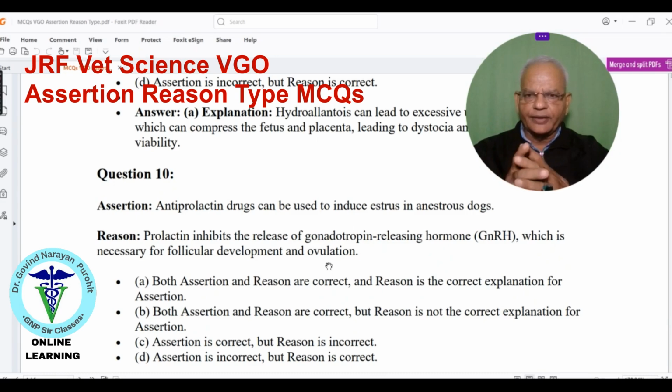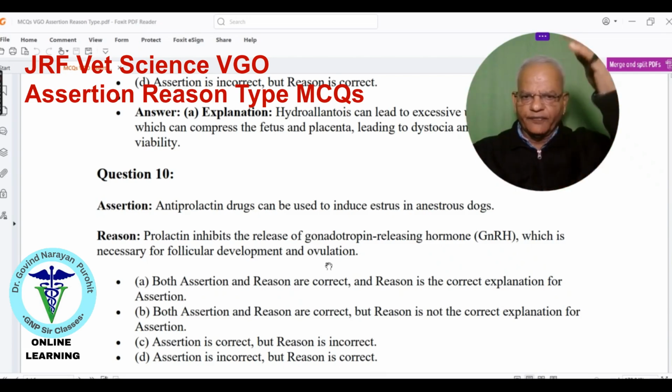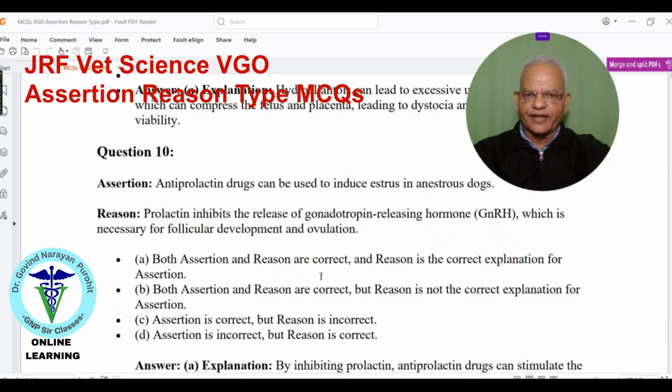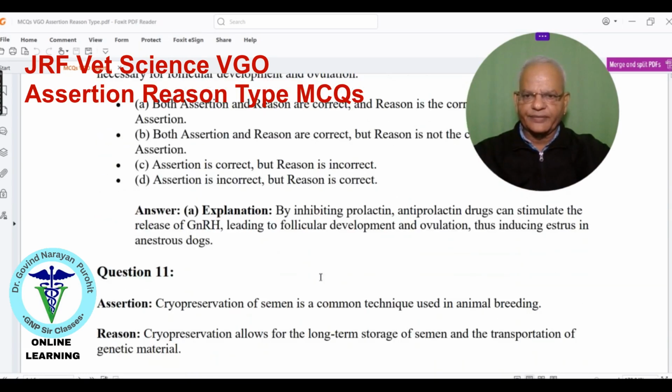And the commonly used drugs are cabergoline or bromocriptine. When the prolactin levels go down, there is a spurt of release of GnRH and the dog returns to estrus. So both the assertion and reason are correct, and reason is the correct explanation for the assertion, right?